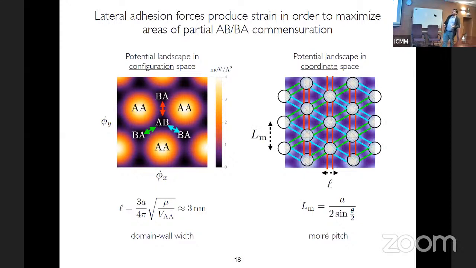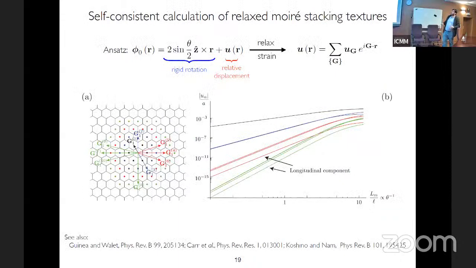So that's what the system tries to do: expand these areas of partial commensuration and shrink these areas of AA stacking, and create these domain walls with this characteristic width. So this is the cartoon picture. Let me show you a calculation.